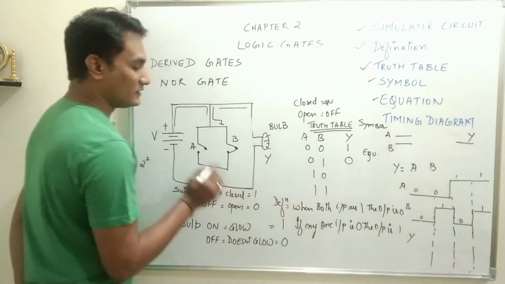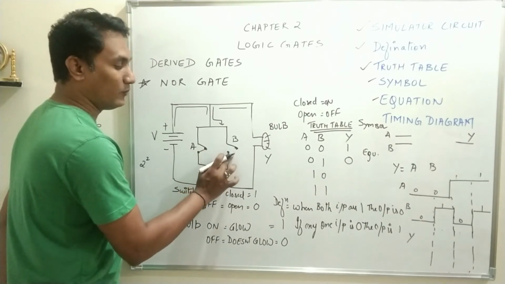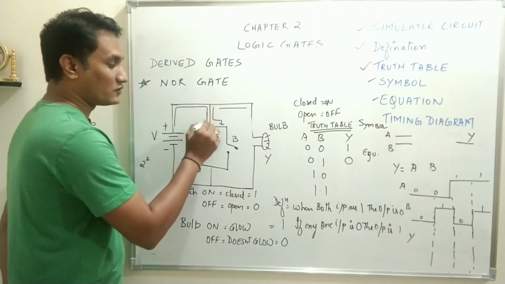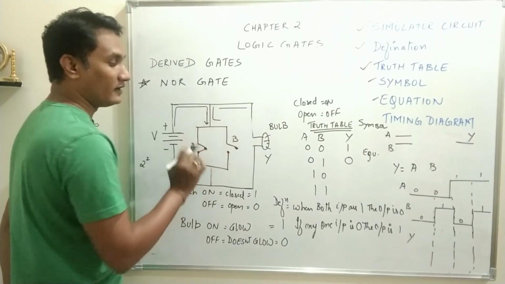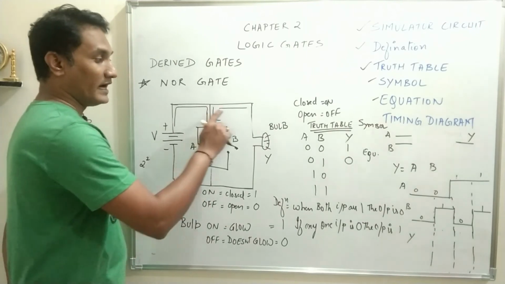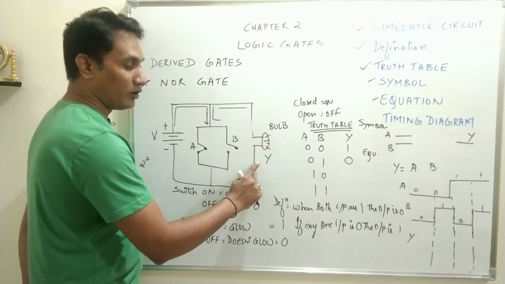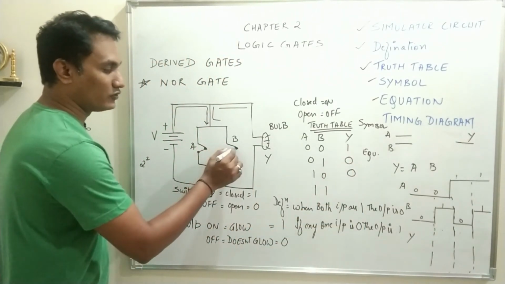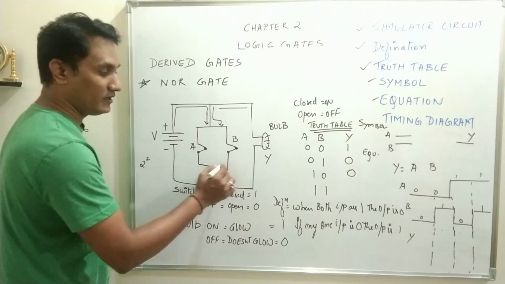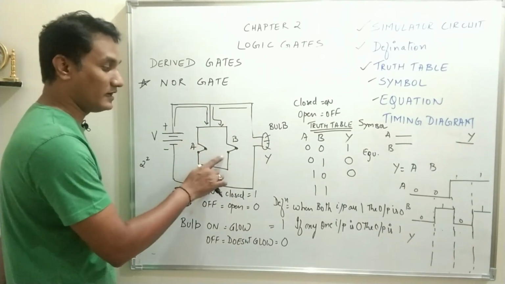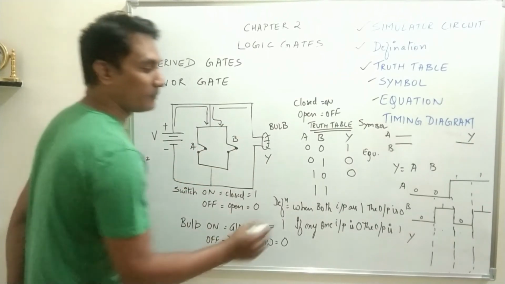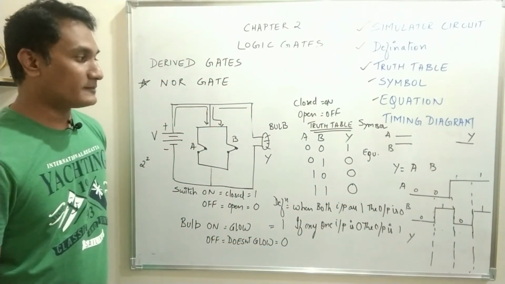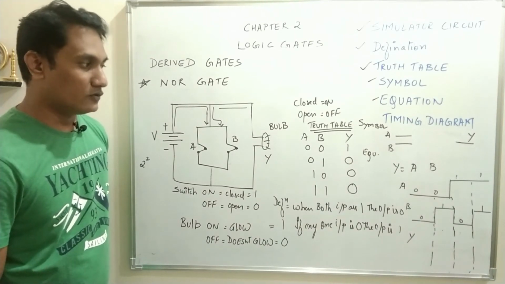Next, A 1, B 0. So A is closed, B is open. Open means high resistance path. So now as A is closed, all the current will flow through A, no current will flow through B, and no current will flow through the bulb also. So output Y will be equal to 0. And last case, when both the inputs are 1, current can flow through A and B. That means a short circuit is created by either A or B, but no current flows through the bulb. Output Y will be equal to 0. So the output of NOR gate is 1, 0, 0, 0.